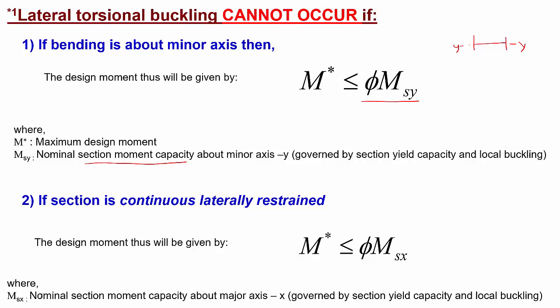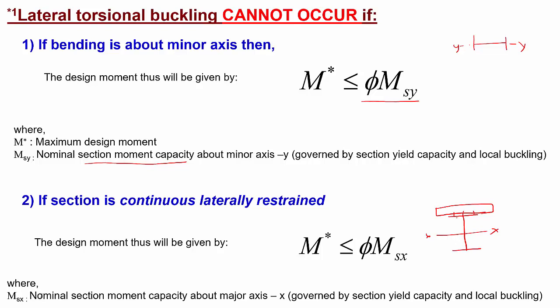And also there will be no lateral torsional buckling happening if it is continuously laterally restrained. That means if the whole beam is continuously restrained against lateral buckling, then there will be no lateral torsional buckling. And if it is bending about the x-axis and on top of that it has continuous lateral restraint, then there will be no lateral torsional buckling. For example, if it is bending about the x-x axis like this, but there is continuous lateral restraint because of the concrete slab on top of it, which is connected to your steel beam, then the steel beam cannot move laterally or buckle laterally. In that case also there will be no lateral torsional buckling.